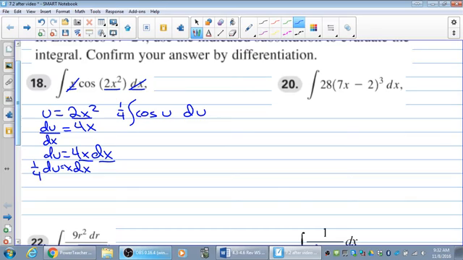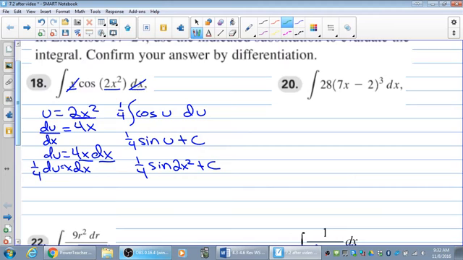The antiderivative of cosine is sine. So we have 1/4 sine of u plus c. Well, I didn't start with u's, I can't end with u's. u is 2x squared. So it's 1/4 sine of 2x squared plus c. Now we're done with the problem.